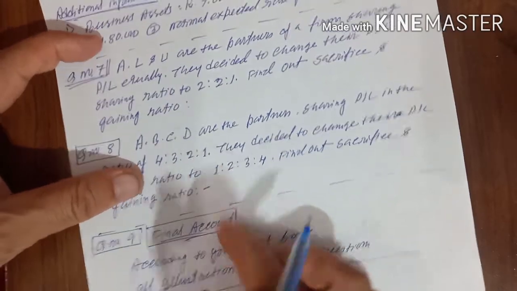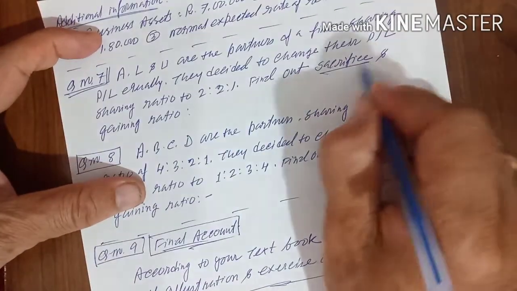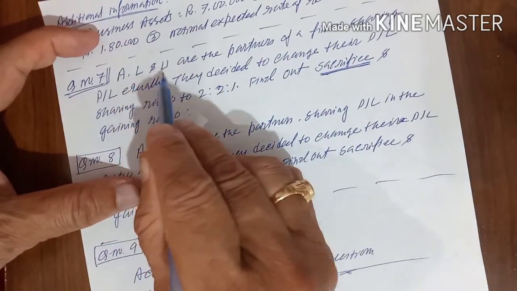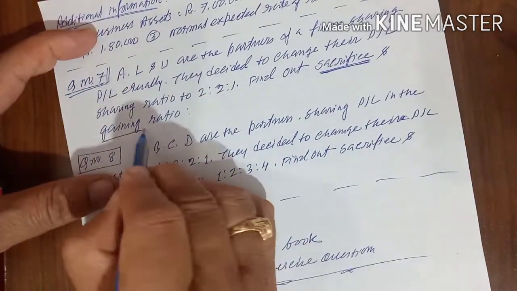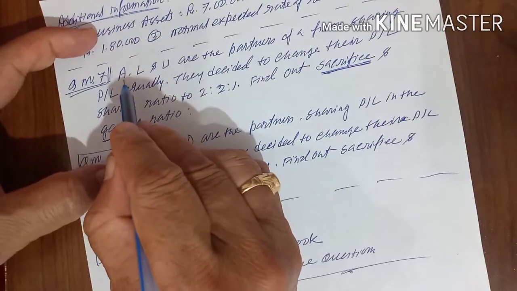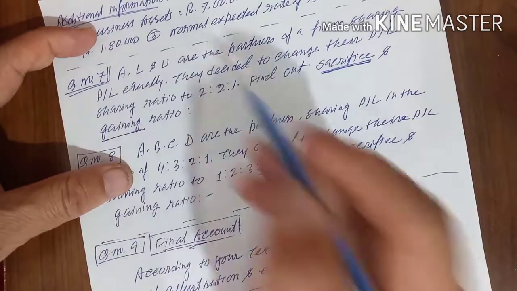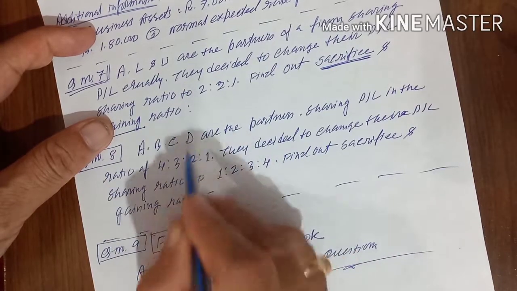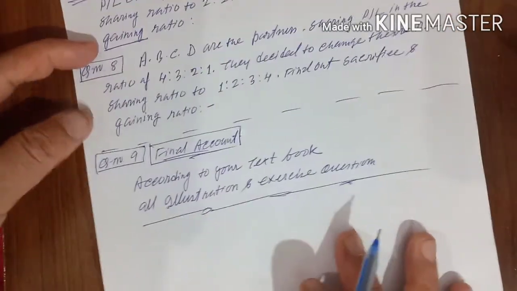You have to do two things. First you apply the sacrificing ratio formula, then you will find out the sacrificing ratio of A, L and U. Then you will apply the gaining ratio, and once again you will find out the gaining ratio of A, L and U. Similarly for A, B, C, D, first the sacrificing ratio, then the gaining ratio. You will do it in a different way.